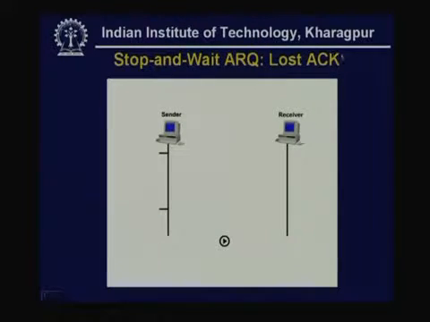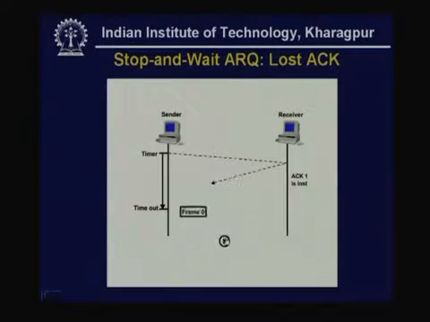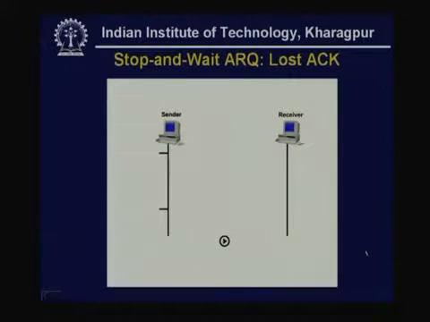Now, let us consider the case of a lost acknowledgement. In the previous case we saw the lost frame, but here we see the lost acknowledgement. So, the frame reaches without any problem, but the acknowledgement is lost, the timer is proceeding, and as the timeout is reached, again frame 0 is sent. So, this is how retransmission takes place in the case of the stop and wait ARQ technique.